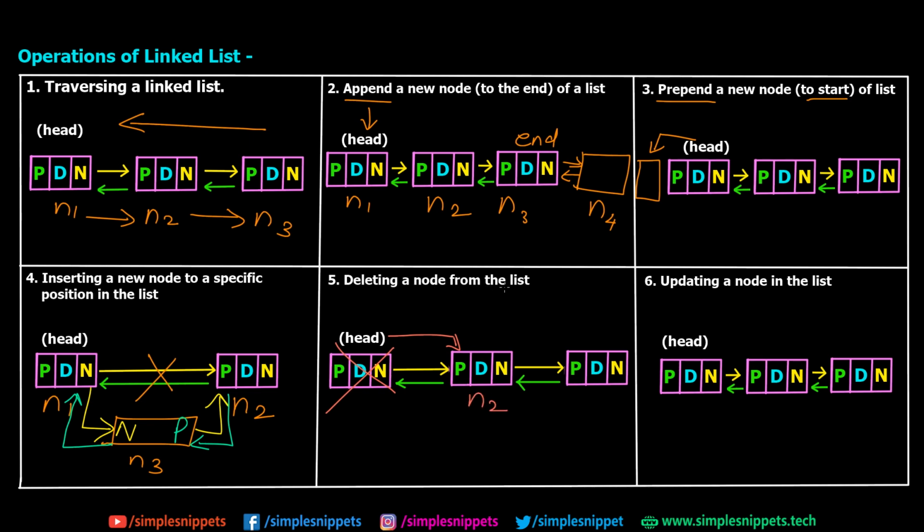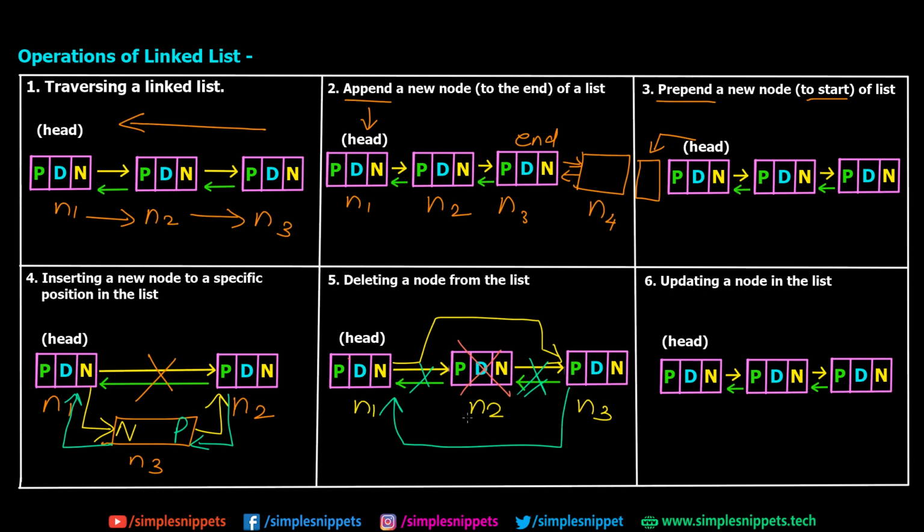Then we have deleting a node at a specific position. Let's say you want to delete this center node. Before deleting, you'll have to make other connections. So you have to point the next pointer of n1 directly to n3 instead of n2, and the previous pointer of n3 should point to n1 instead of this one. So these two links have to be broken, and then n2 will be unlinked from this doubly linked list. You don't have to actually delete the object. We're going to be talking about objects as we move ahead, but you just have to unlink the links.